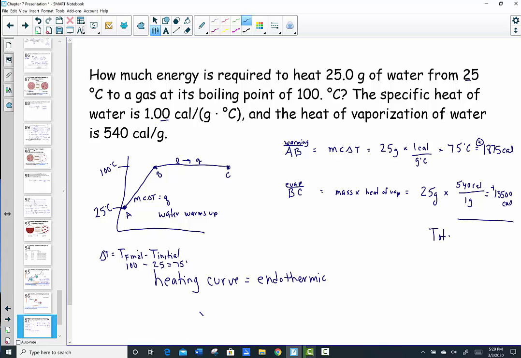So the total energy is going to be the sum of those two line segments. 13,500 plus 1875 gives me a sum of 15,375 calories. We should probably give that to 3 sig figs, so let's round that to 15,400 calories. We added the two line segments together. First we warmed it up and then we vaporized. Two processes occurred.